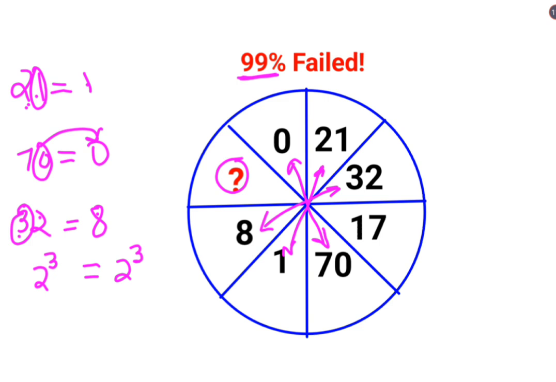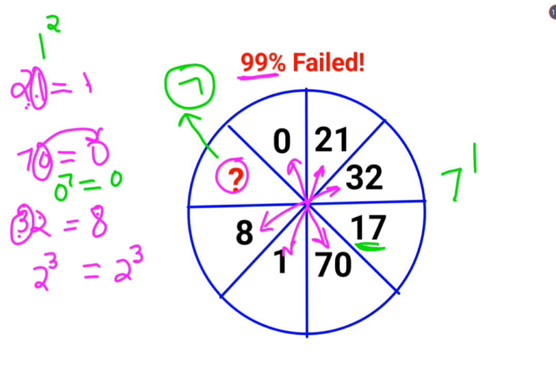Similarly, let's try and see if the same thing is applicable here. So 70, basically you're doing 0 raised to 7, which is 0. Here we are doing 1 raised to 2, means the first digit is the index of the second digit. So over here we have 17, so we'll write 7 raised to 1. So the answer for this question mark is supposed to be just 7.